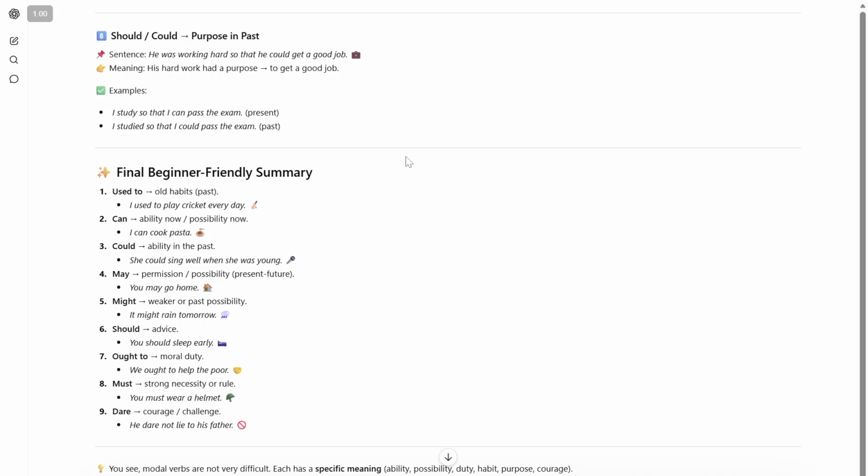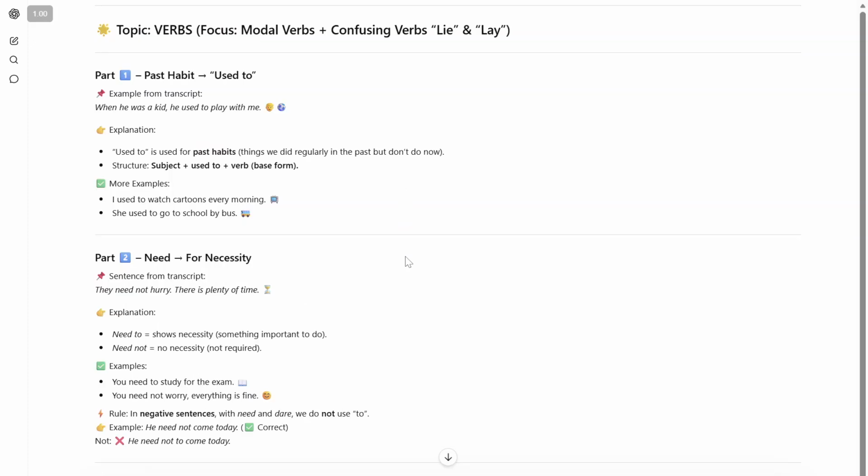8. Must: strong necessity or rule. You must wear a helmet. 9. Dare: courage, challenge. He dare not lie to his father. Emojis, examples, and a clean structure. I will also correct mistakes wherever needed and keep it very beginner-friendly. Topic: verbs. Focus: modal verbs, confusing verbs, lie.